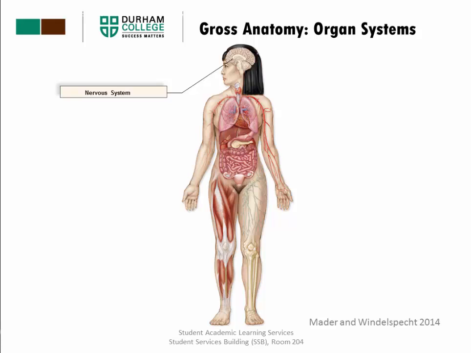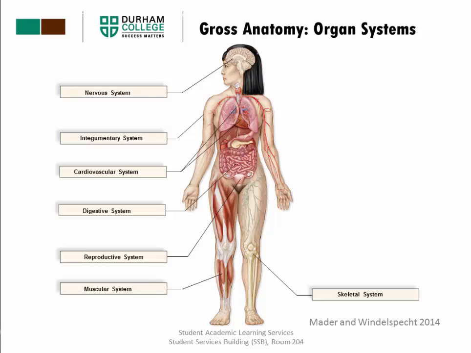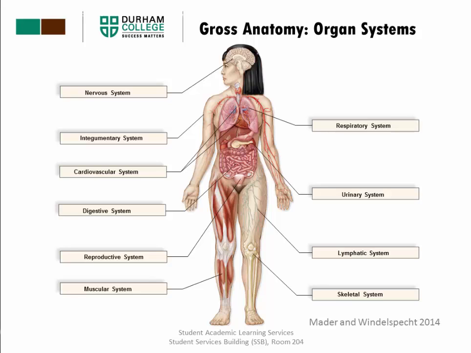There are many organ systems in the human body, including the integumentary or skin system, the cardiovascular system, the digestive system, the reproductive system, the muscular system, the skeletal system, the lymphatic system, the urinary system, the respiratory system, and finally the endocrine system.